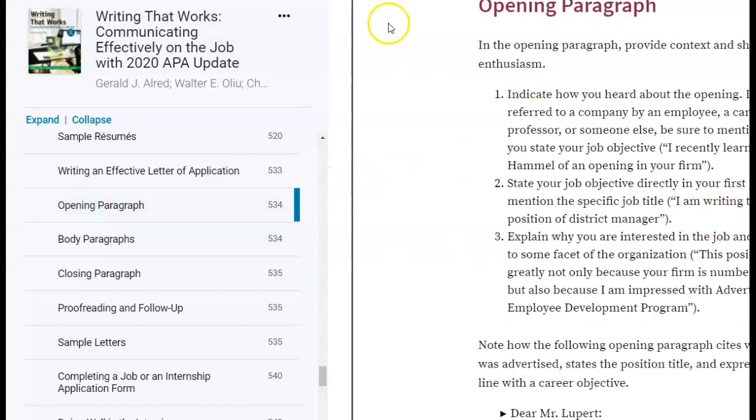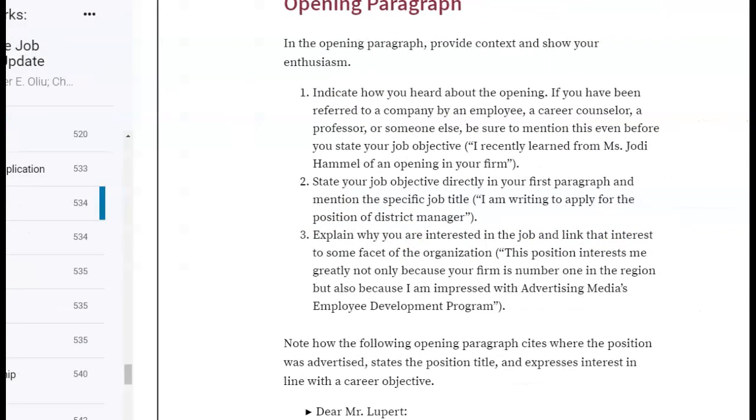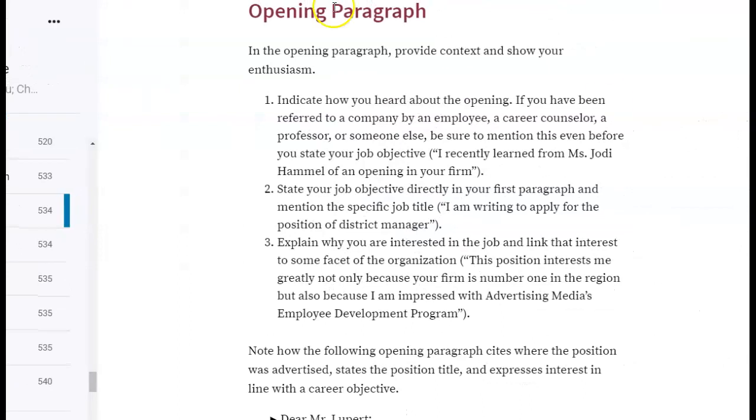Your text has, of course, more information. In that opening paragraph, you want to be very clear about what it is that you are writing about and why you are writing to them. Identify how you managed to find the job posting. Explain who you are and why you are applying for this particular job.